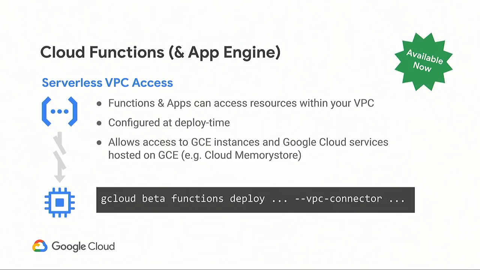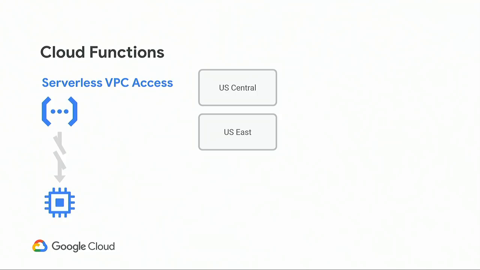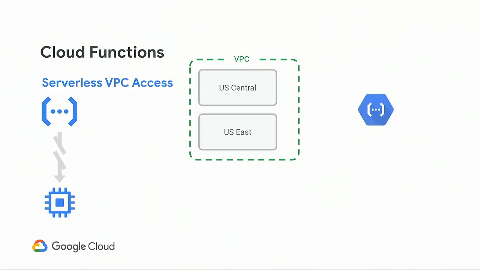Another feature that is also long awaited is serverless VPC access. So this allows you to connect both Cloud Functions and App Engine to your VPC. Let's talk about what that looks like. So a VPC today, it's available in Cloud Platform, allows you to create a network boundary around more than 2 potentially, but in this case 2 regions. So you have a shared network address space.